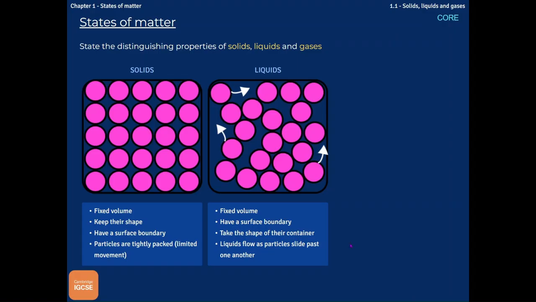And liquids flow as particles slide past one another. So these particles are moving around and they are going around each other. And just like if you threw that rock in, it might cross that boundary and go down to the bottom of the pond, and all these particles would move out of the way, right? They would slide past each other.